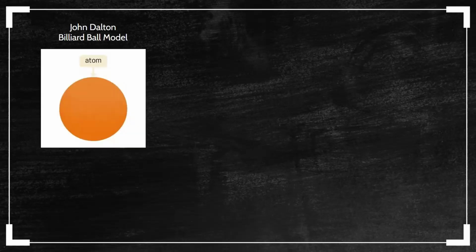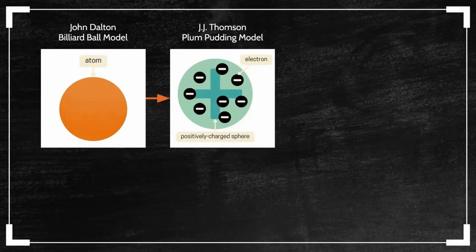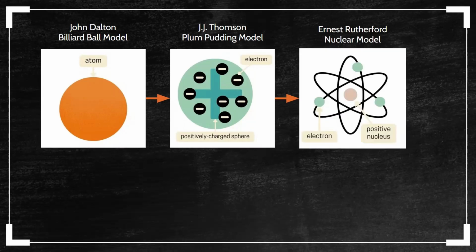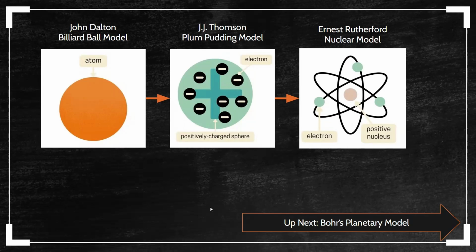Let's add this to what we already know. We had our billiard ball model to start with. We increase it, and we realize that we have different charges happening with the plum pudding model. And now we finally know that we have a positive nucleus. Up next, we're going to take a look at Bohr's planetary model.